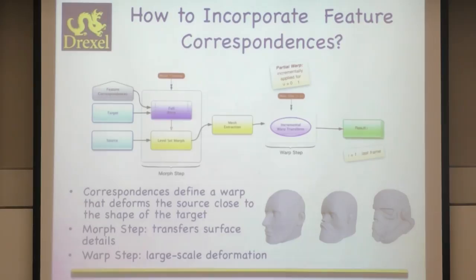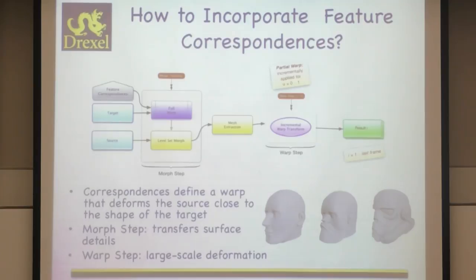So what did we do? The question is, how do you incorporate these feature correspondences inside the level set morphing? And so what has been done? What do you do with these correspondences? It turns out the correspondences now define a warping transformation that takes the source shape and warps it to be approximately closer to the target shape. And so if the surface of the source can be warped to be close to the surface of the target, you can now incorporate that into the level set pipeline and then get much better morphs.